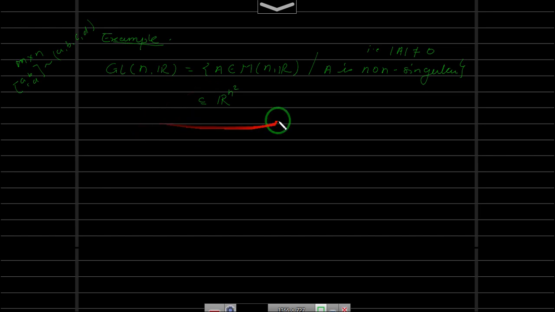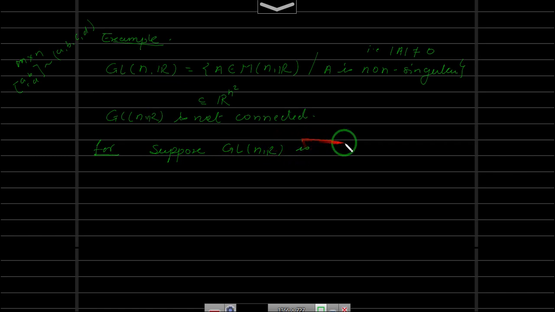And for this we will use connectedness. This GLnR is not connected. Why? This is because, if possible, suppose GLnR is connected. Suppose this is connected.